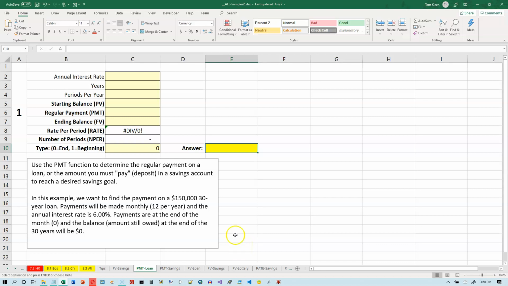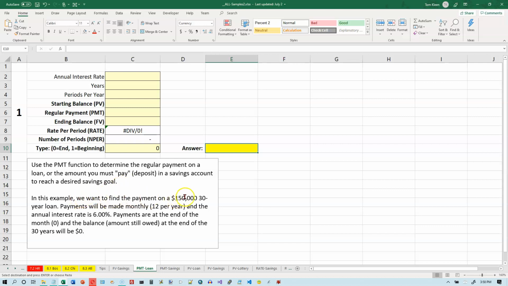In this video, we're going to take a look at the payment function in Excel. It is one of the financial functions, and it is used for two things. The one we're going to look at in this example is how to find the payment on a loan. Okay, we've got an example down here.